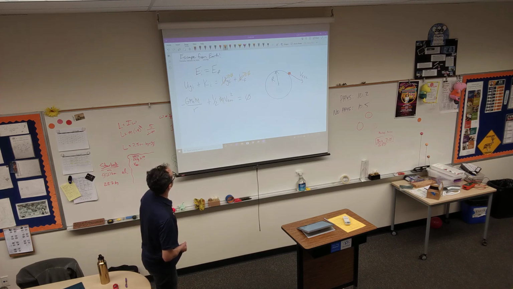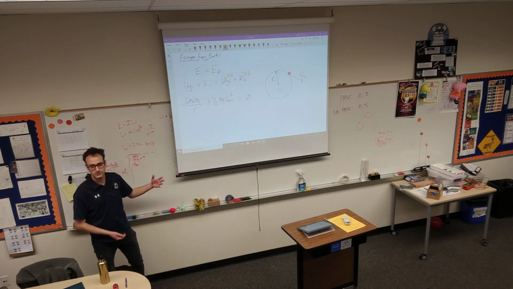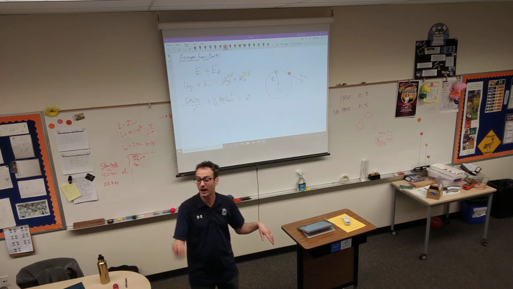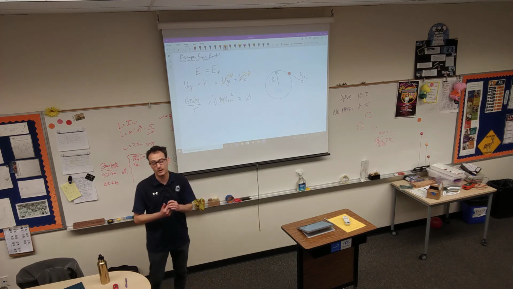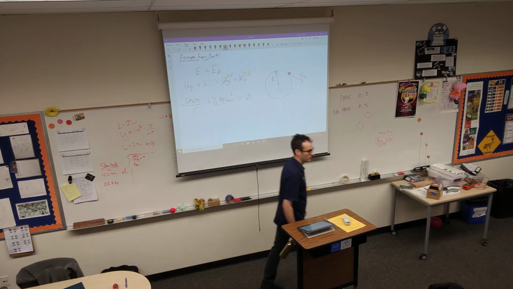They both mean the same thing. It's just that mgh is for if the gravitational field is constant. If it's not constant, that equation just falls apart.